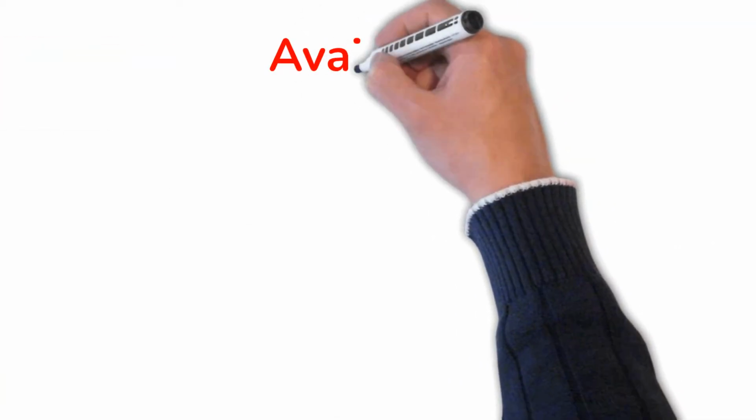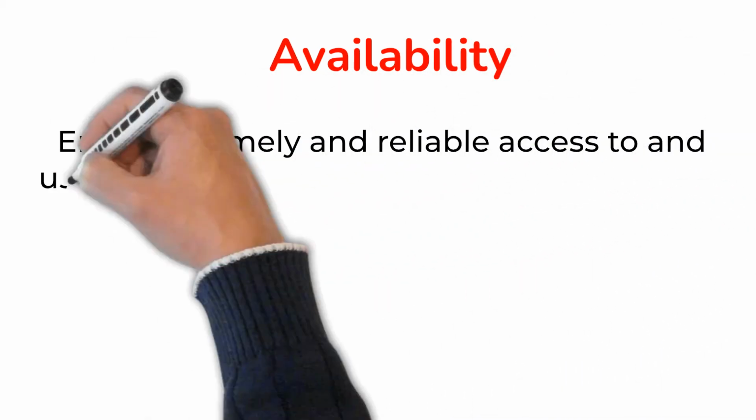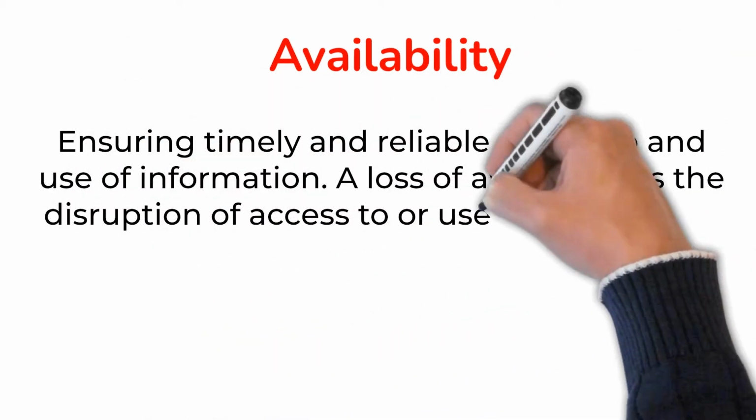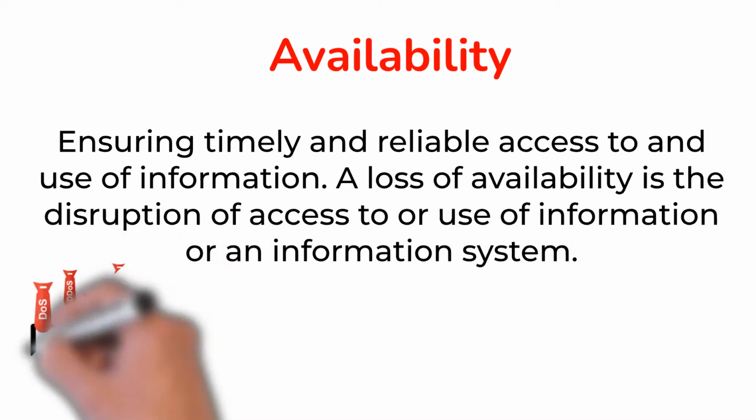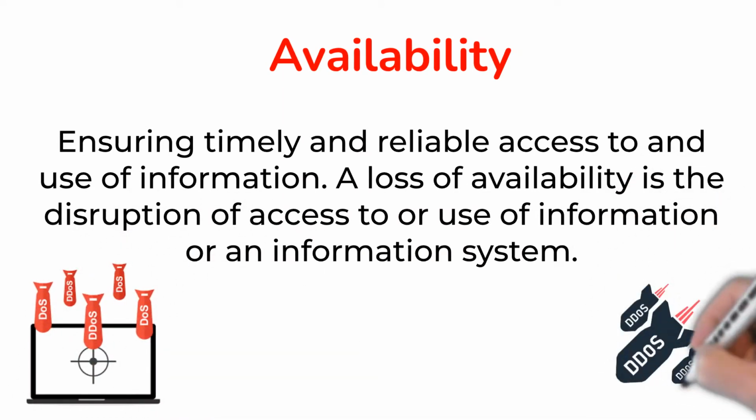Let's now move our focus to availability. Availability could be defined as the process of ensuring timely and reliable access to and use of information. A loss of availability is the disruption of access to or use of information or an information system.